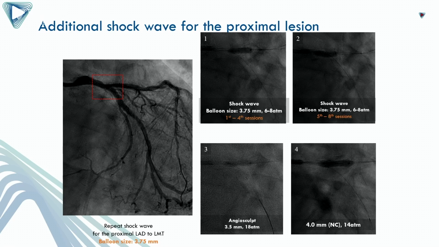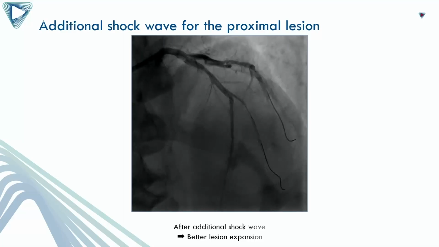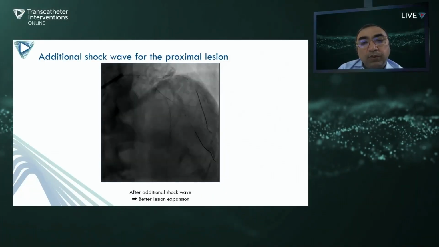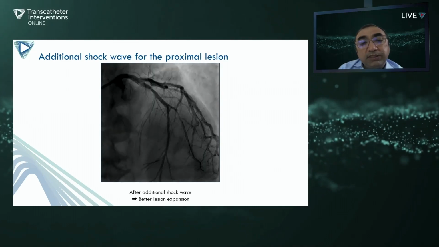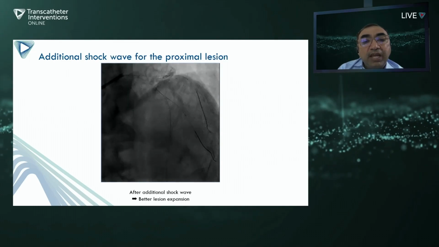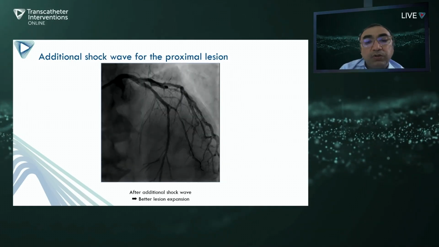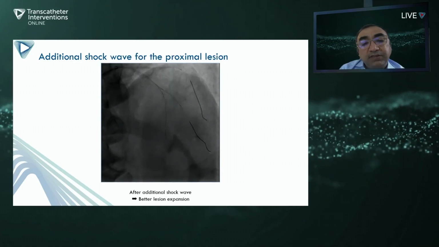So, initially when we used this, we wanted the shockwave to do all the work, but subsequently, as we've gotten more experience, we realized that using non-compliant balloons after the shockwave helps significantly. So here's the result after the shockwave. If you look at the proximal LAD where we only did the shockwave, you really see good expansion, no dissection. The only area of dissection you see is where we used the AngioSculpt and the high pressure non-compliant balloon. And really, this has been one of the advantages of using this device.